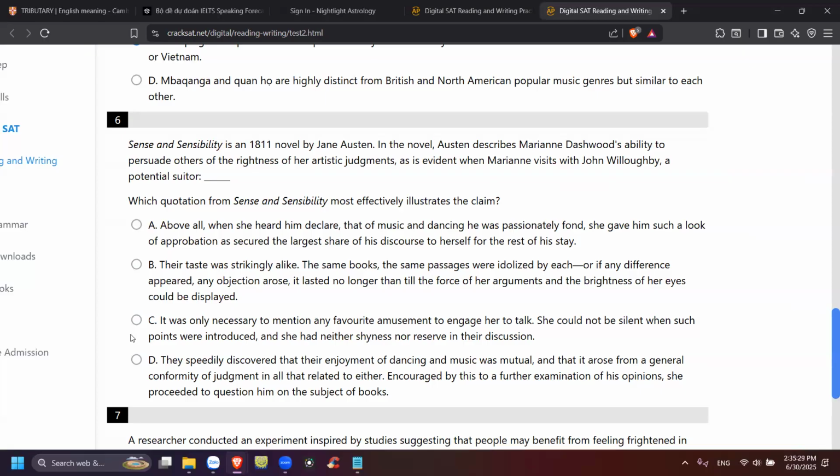I think it's B. I chose B. B and D are actually similar, but I still choose B. Which quotation most effectively illustrates the claim? So what is the claim then? Persuade others of the rightness of her artistic judgment. So it means she tried to convince people that her judgment is correct, as evident when Marianne visited with John Willoughby, a potential suitor. Their taste was strikingly alike, the same passages were idolized by each.